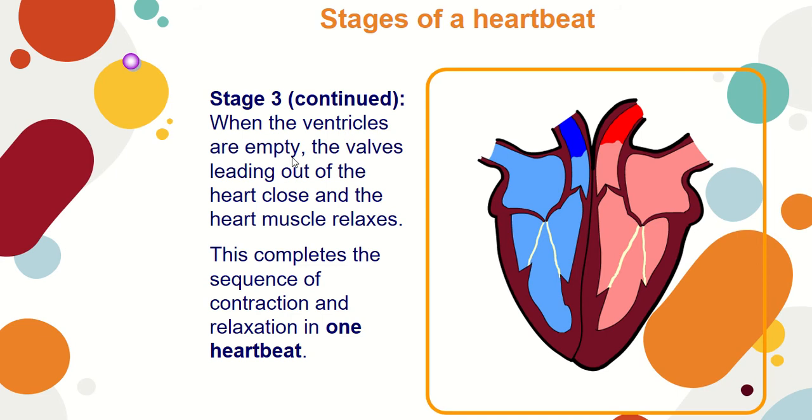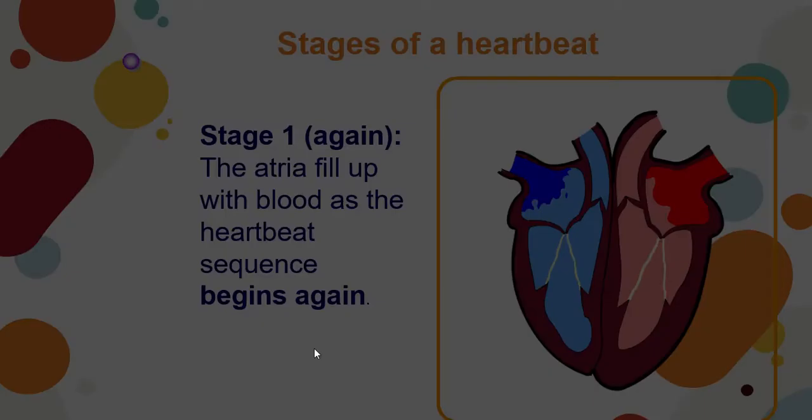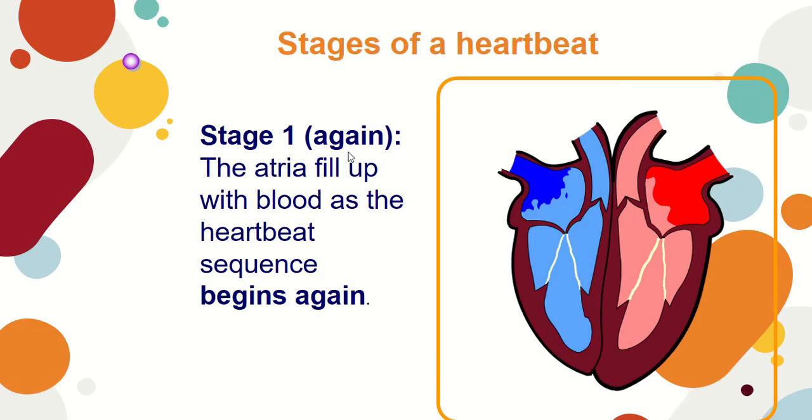So when the ventricles are empty, the valves leading out of the heart close and the heart muscle relaxes again. Meaning, this completes the sequence of contraction and relaxation in one heartbeat. So again, the atria fill up with blood as the heartbeat sequence begins again. So it just repeats.